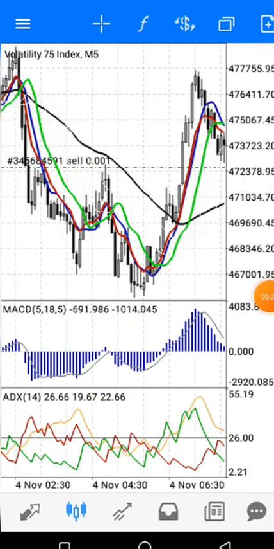But for a buy signal, what you just need to look for is that all the moving averages cross each other upward. When they cross each other upward, wait for what? The MACD to face up. The MACD faces up here. Then the last confirmation is this ADX. Make sure that the green ADX is above the red, because the green is for buy signal while the red is sell signal. Then this yellow ADX must also be above the 26 level, so you take your trade here. So that is it.